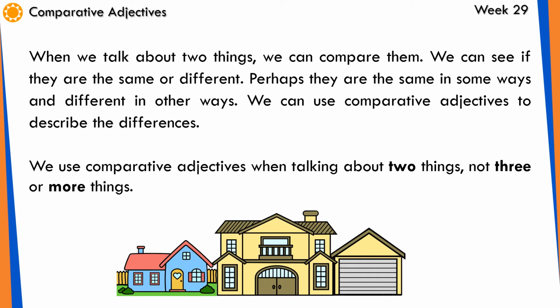Look at these houses here. They have a lot of differences. One is in color, but the other one is in size. We can say the yellow house is bigger than the blue house. Also, we can say the blue house is smaller than the yellow house.